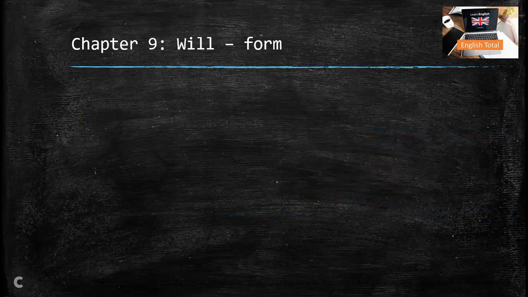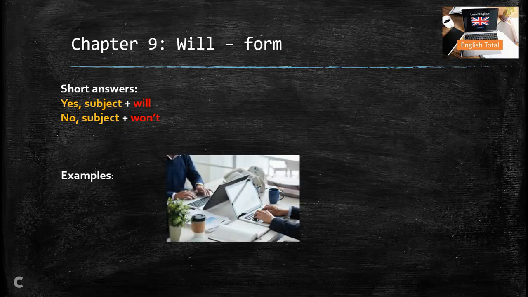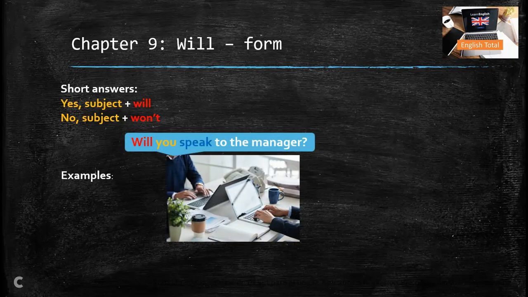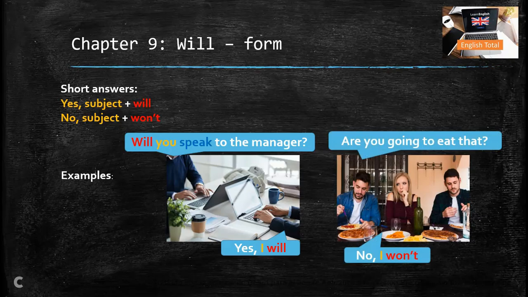Moving on. Let's take a moment to look at short answers. This is the structure for short answers. It's quite simple, as you can see. Look at these examples. Will you speak to the manager? Yes, I will. Are you going to eat that? No, I won't. Clearly, short answers are the simplest way to answer yes or no questions.